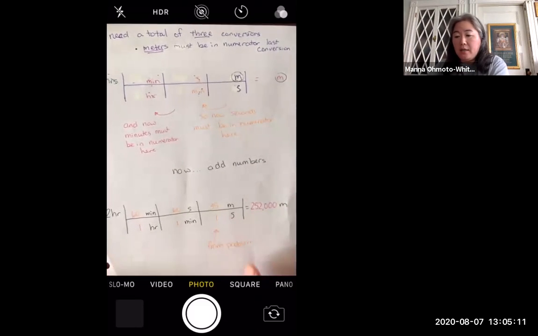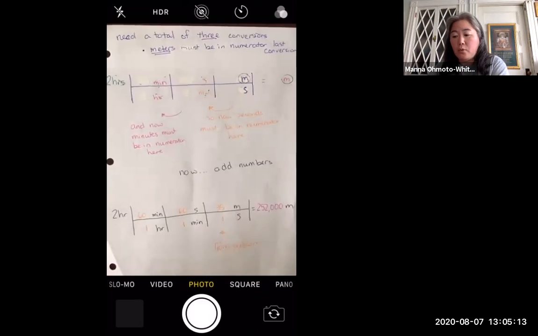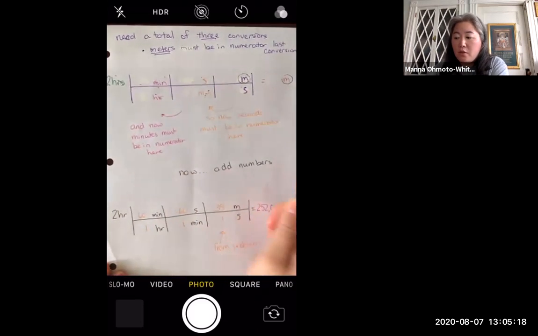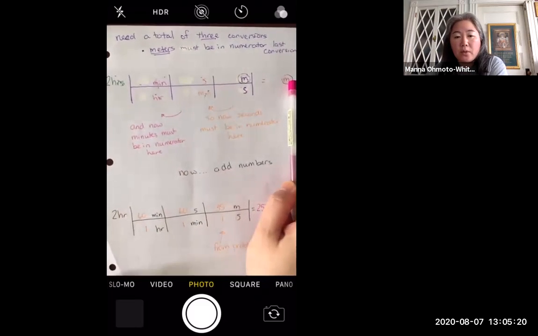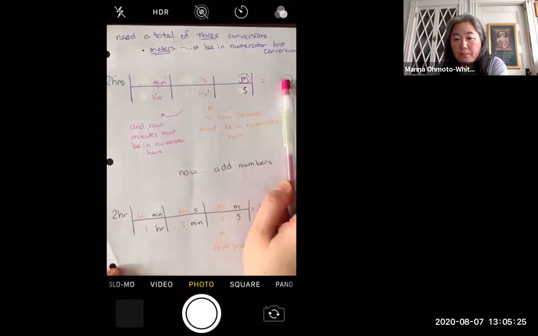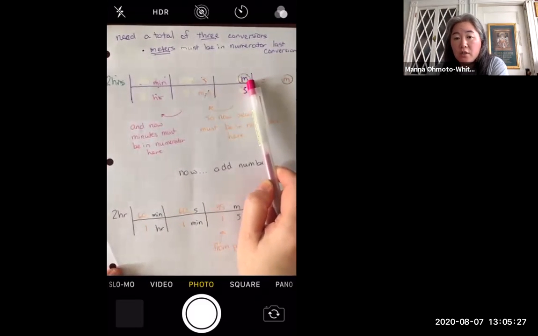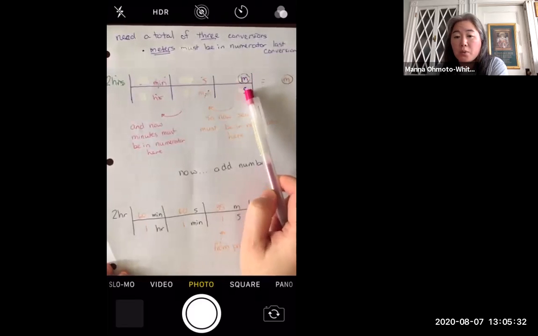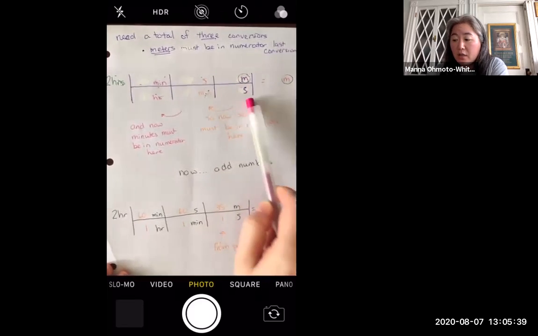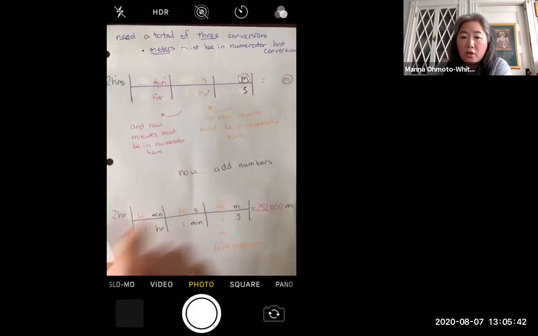So I set my thing up, and I know that I'm going from 2 hours to meters. So meters, I'm actually going to work backwards. I know that meters has to be in the numerator of my last parentheses. So I have a conversion. The only conversion I have between meters and anything else in my problem is meters per second. So the second goes in the denominator. And because the seconds are now in the denominator, it has to be in the numerator of this parenthesis so I can cross them out.